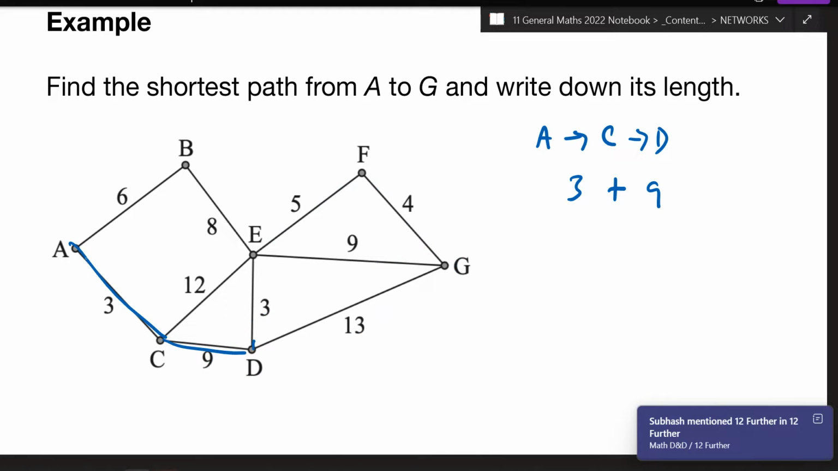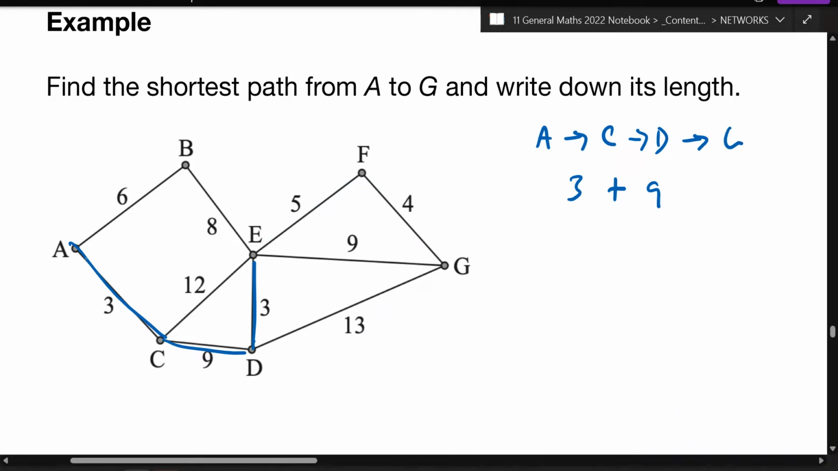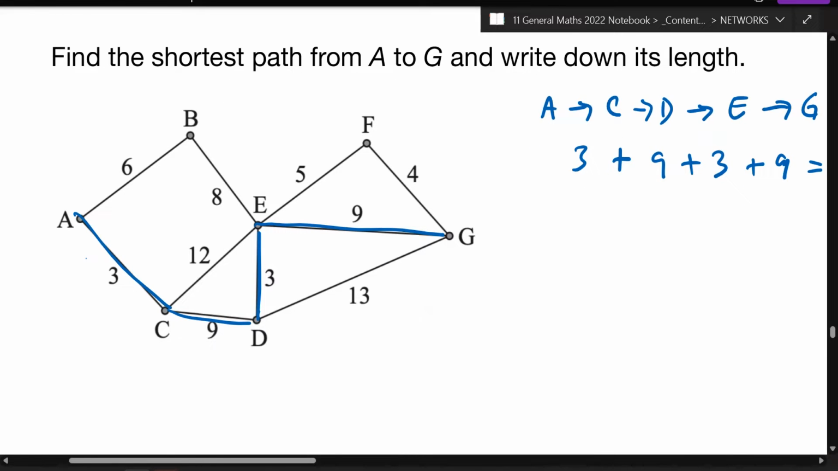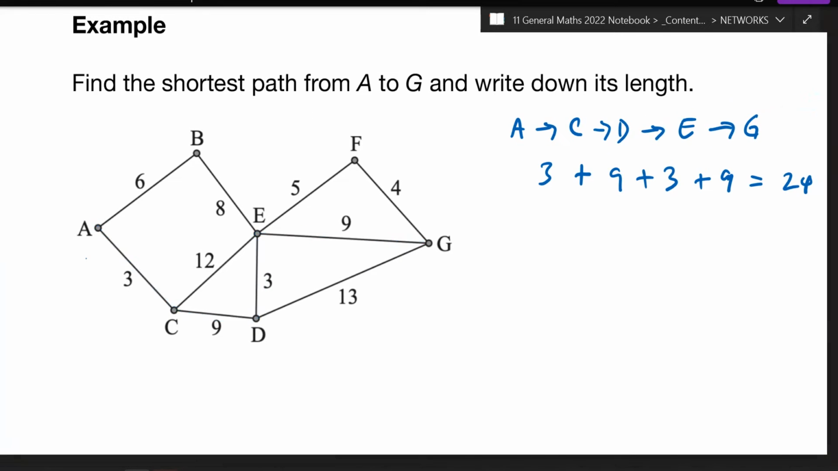So let's check that. So I've got 3. Okay, so that's to E, and that will give me 3, and then E to G. Okay, so adding that up, so far I've got 24. Now can anyone find a quicker path or a shorter path? Is there another one? Yes. Tell me. A to B, good. A to F to G.